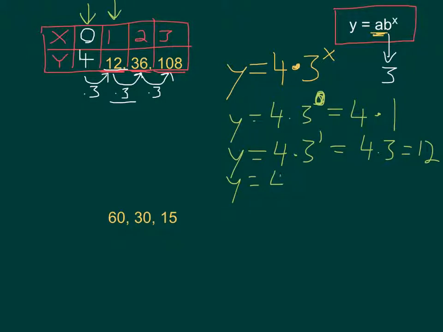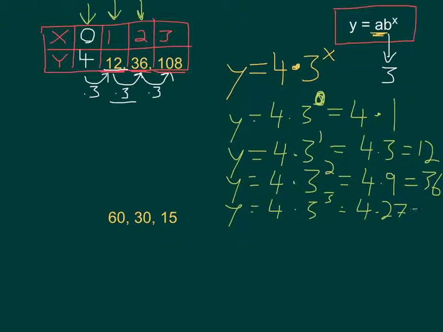y equals 4 times 3 squared equals 4 times 9 equals 36. So that works. And y equals 4 times 3 cubed equals 4 times 27, also equals 108. So that works.